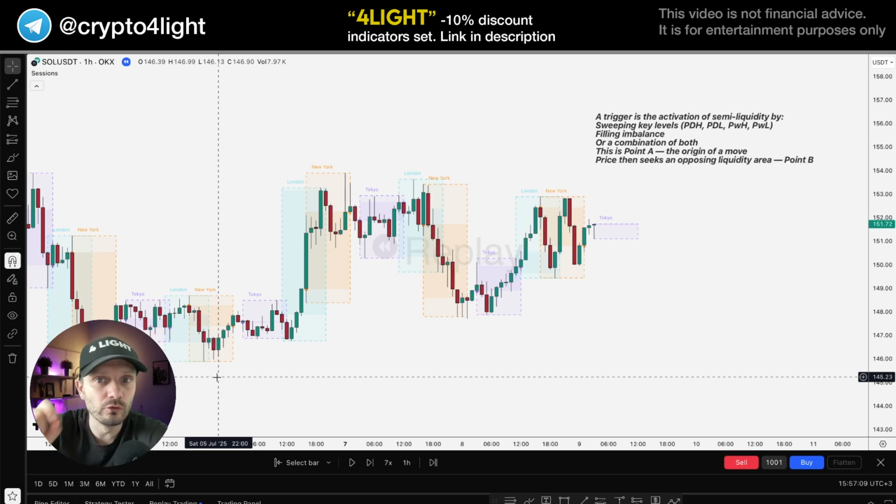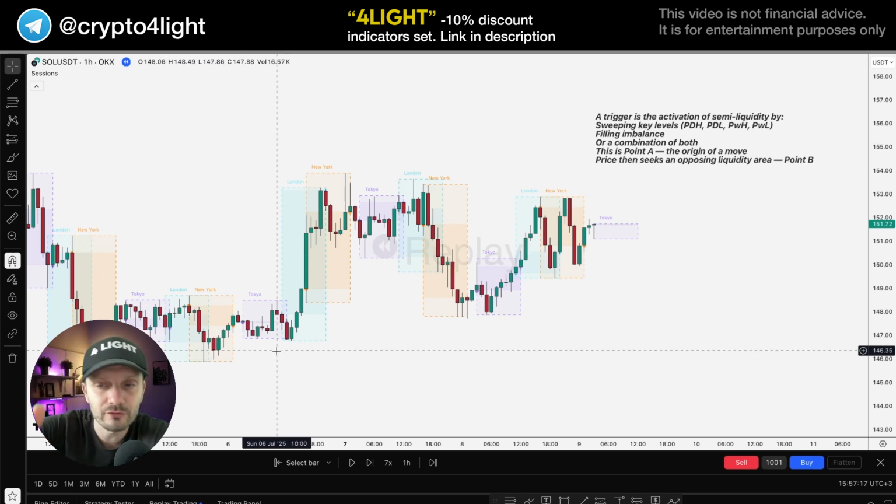And the next one is the fill. Fill, so it's an imbalance. It can be a full fill or 50% of the imbalance zone. Fair value gap: how to work with and how to identify fair value gaps, I already posted a video, so maybe a link will be under the description below.